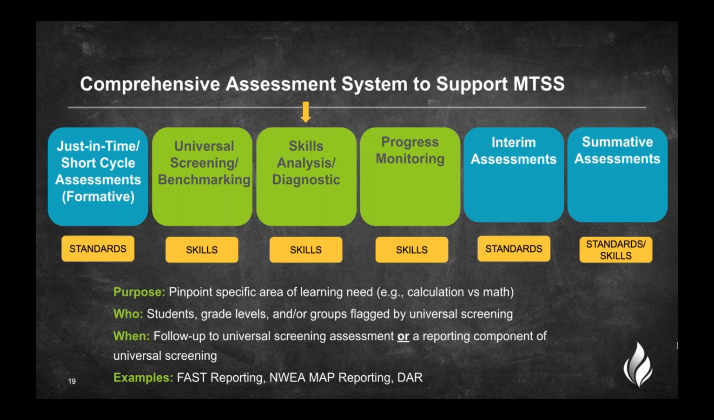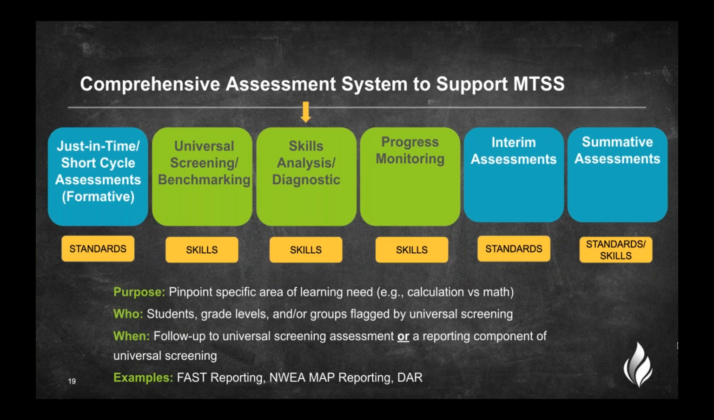A really good universal screener usually provides some high-level diagnostic reporting that gives you a little more of a clue if a student isn't doing well or is below a certain national percentile rank. What area do they most have a need in? So it's given to students who are flagged by universal screening. That's who we want to really dig into diagnostic reporting and skills analysis for. And it's always done as a follow-up to universal screening.